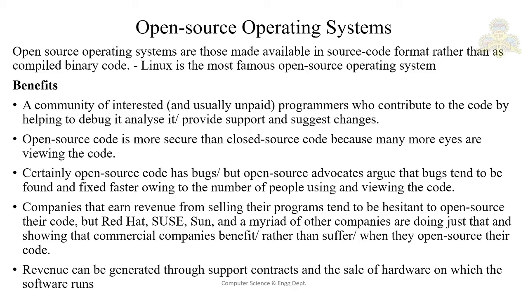Next, we'll talk about bugs or errors in open source operating systems. Will it have any errors? Yes, it will have bugs, but finding and fixing them is much faster. Companies that earn revenue from selling their product tend to be hesitant to make their code open source. But there are companies doing just that, showing commercial companies that they benefit rather than suffer from their open source code.